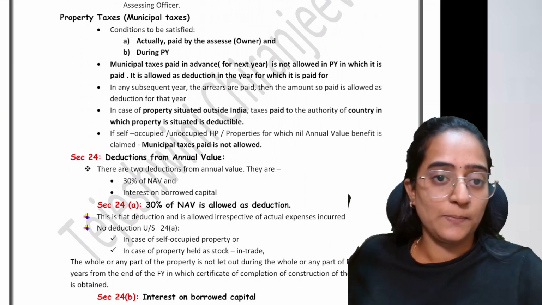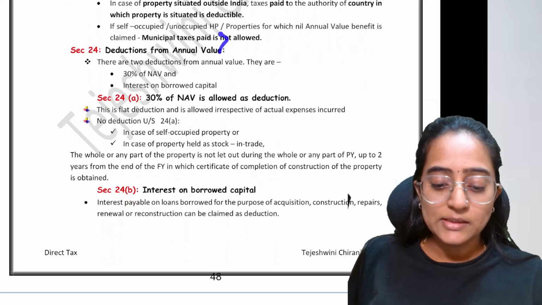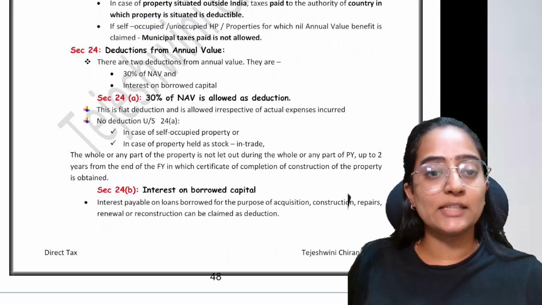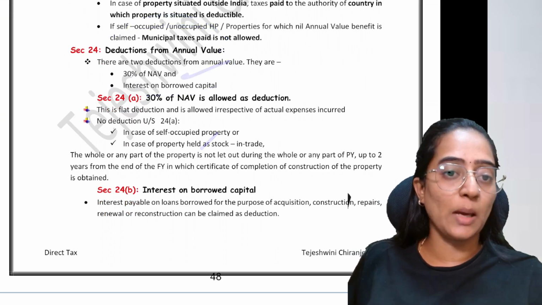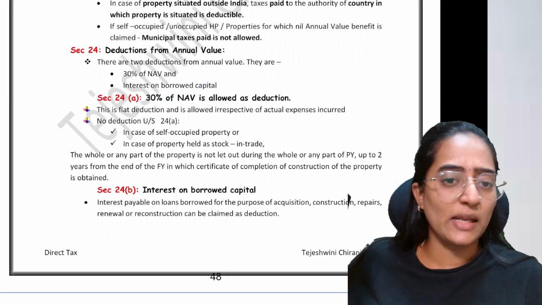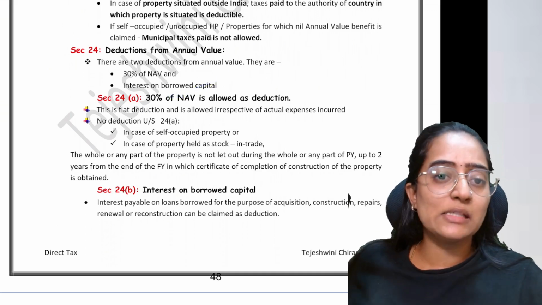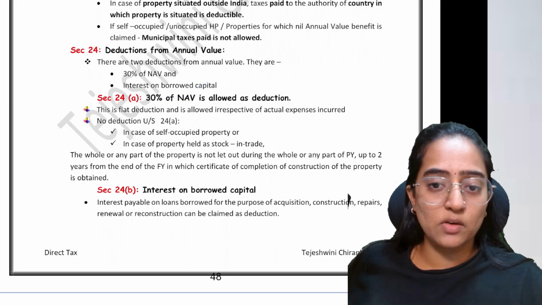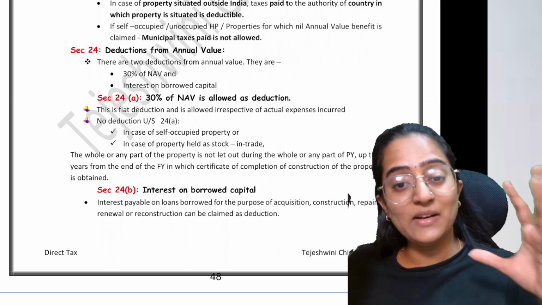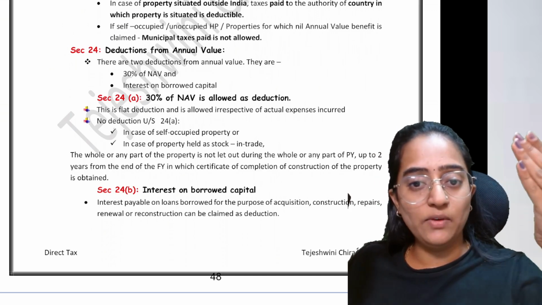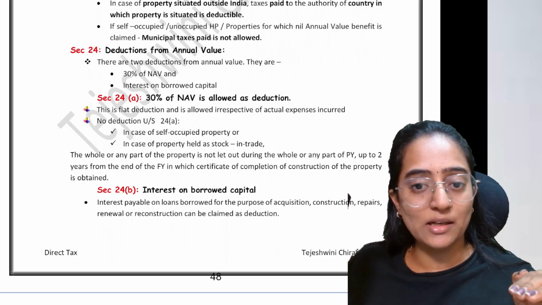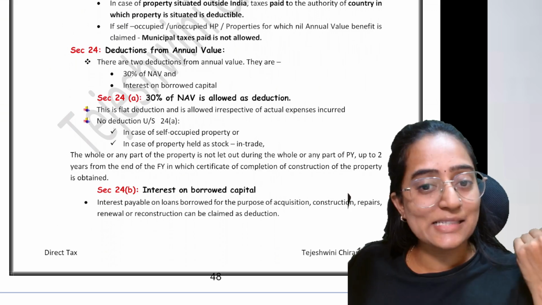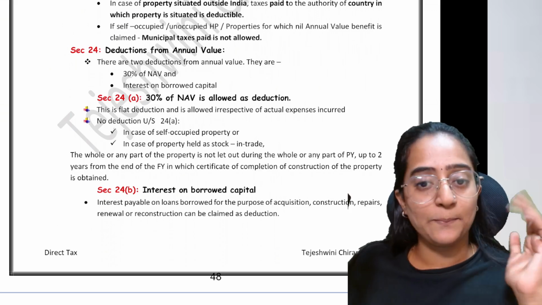Okay. Section 24 speaks about Section 24A, standard deduction, and Section 24B, interest on borrowed capital. 24A is very simple. 30% of NAV is allowed as deduction. What do I mean by that? Whatever NAV you get, that is GAV minus municipal tax, on that 30% you can take as a standard deduction. That is a flat deduction you can take.